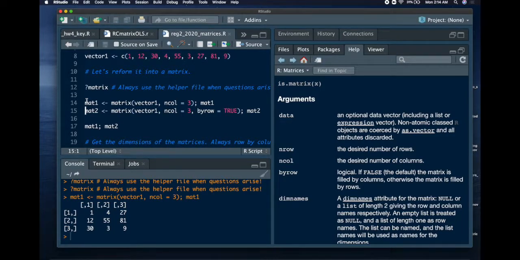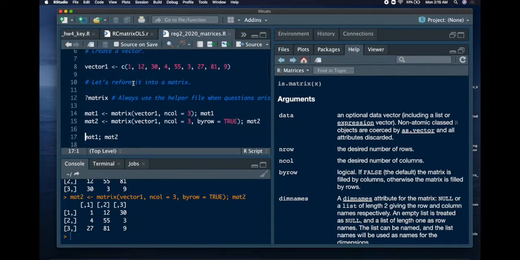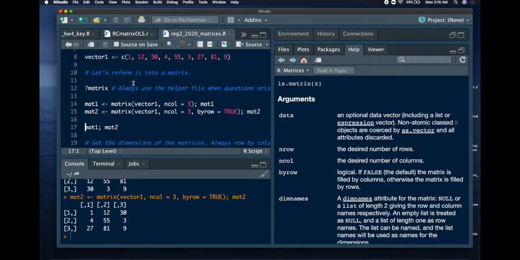Okay? Mat 2 is the exact same numbers. It comes from vector 1, the difference being that we have the byrow equals TRUE argument. And in the byrow equals TRUE argument, we just switch from filling by columns to filling up by rows. And you can see now 1, 12, 30 from the original vector 1 is now filling by row.